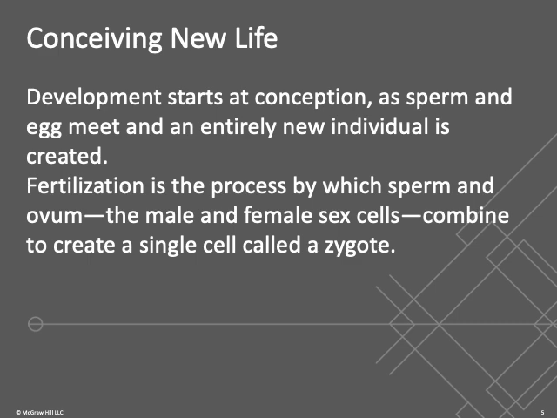Development starts at conception as sperm and egg meet, an entirely new individual is created. Fertilization is the process by which the sperm and ovum, the male and female sex cells, combine to create a single cell called a zygote.